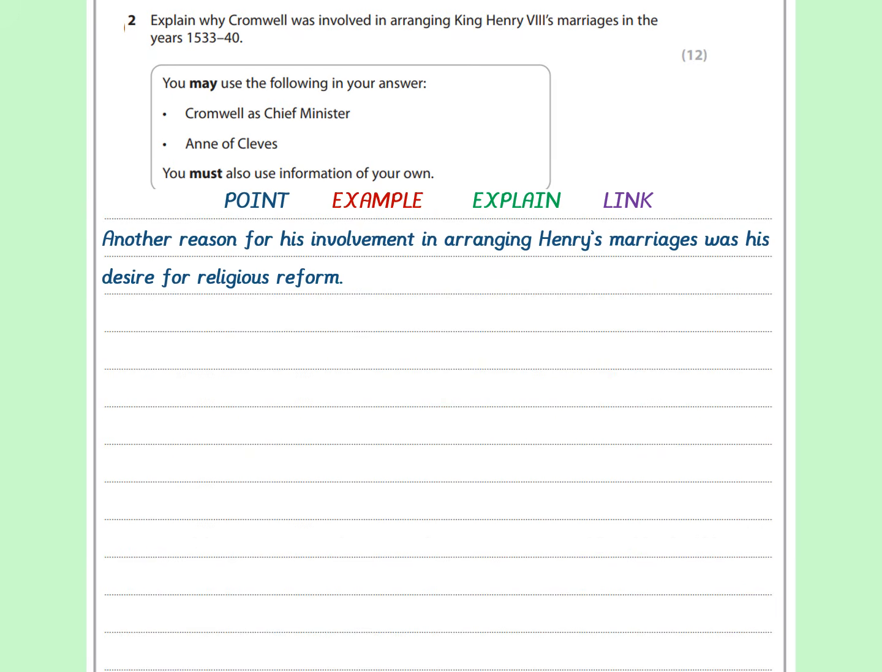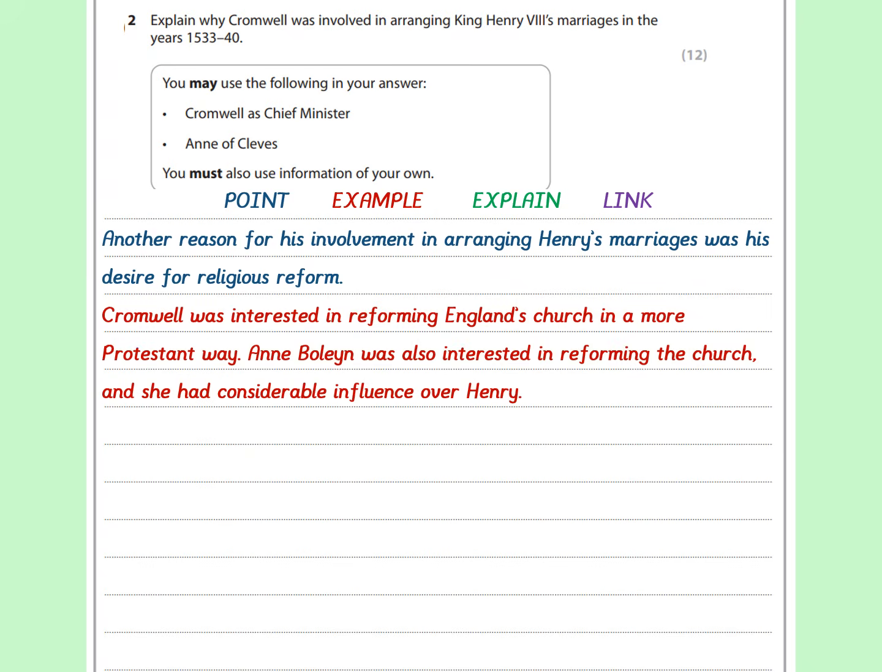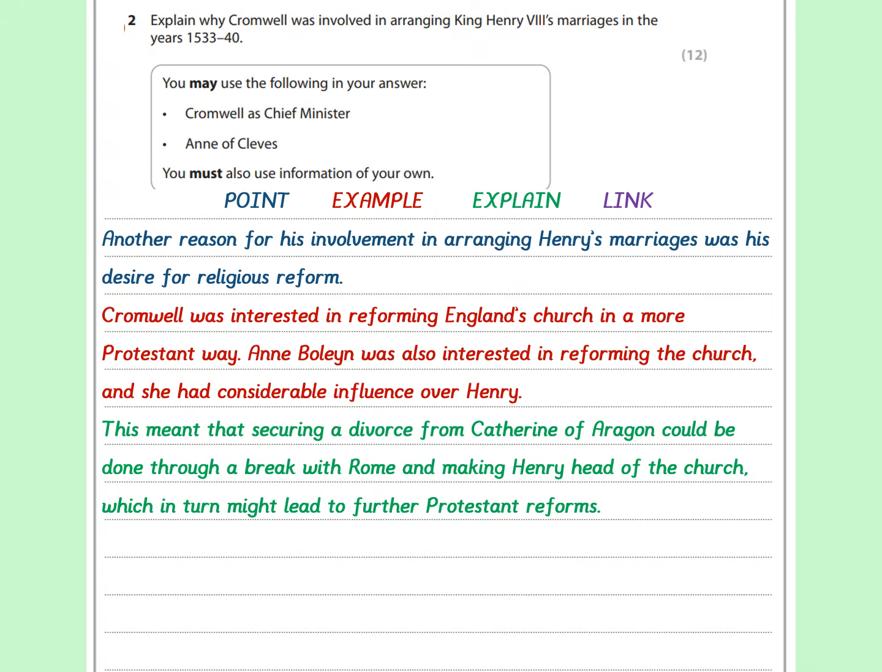Another reason for his involvement in arranging Henry's marriages was his desire for religious reform. Cromwell was interested in reforming England's church in a more Protestant way. Anne Boleyn was also interested in reforming the church, and she had considerable influence over Henry. This meant that securing a divorce from Catherine of Aragon could be done through a break with Rome and making Henry head of the church, which in turn might lead to further Protestant reforms.